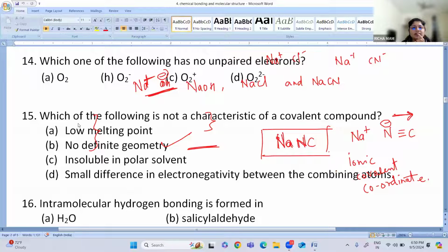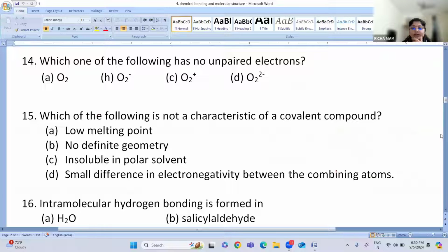Okay. Next question. Which of the following is not a characteristic of a covalent compound? A, low melting point. B, no definite geometry. C, insoluble in polar solvent. D, small difference in electronegativity between the combining atoms.